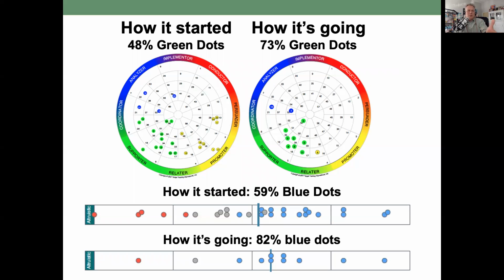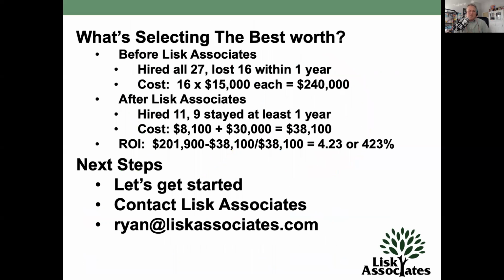And the same thing with the blue dots. The blue dots is about the altruistic. 59% were blue dots when this started. And now of the 11, we have 82% blue dots. So just, you can see by the graphs, we are doing a better job of fit, hiring for fit for this particular set of candidates.